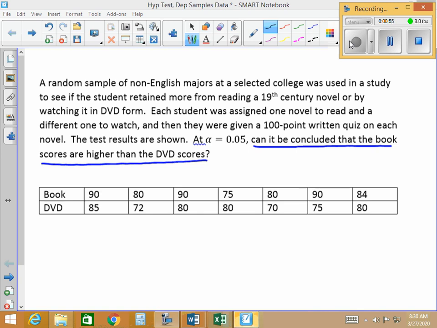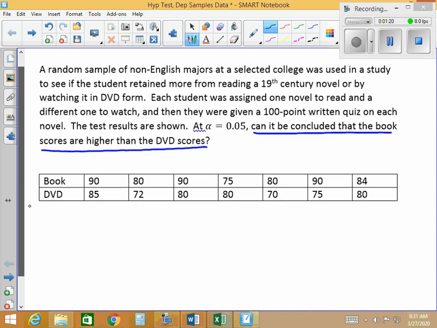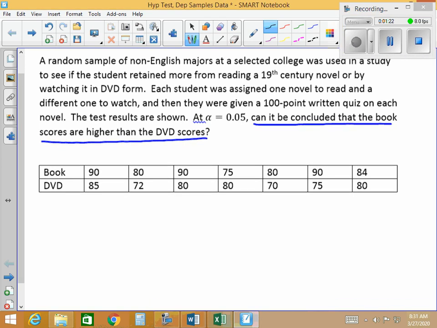So these samples are dependent because the same student took both tests. We have to assume or be told, and it was in the exercises, that the sample size is either large enough, over 30, which it's not, or that the population is normally distributed. And so we'll assume that that's the case here in this example. We want to know whether or not overall we can say that the book scores are higher than the DVD scores.